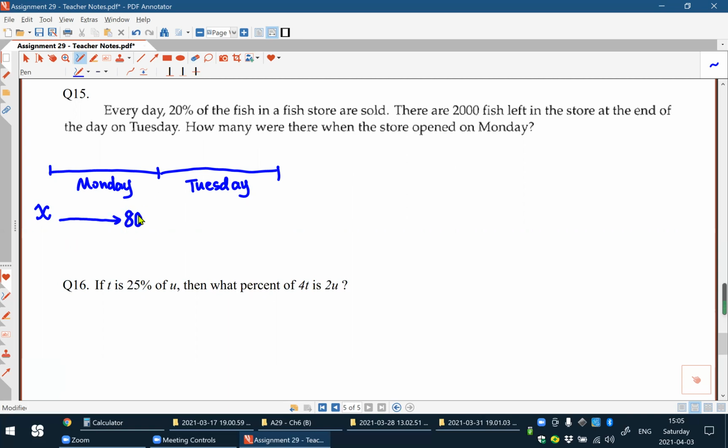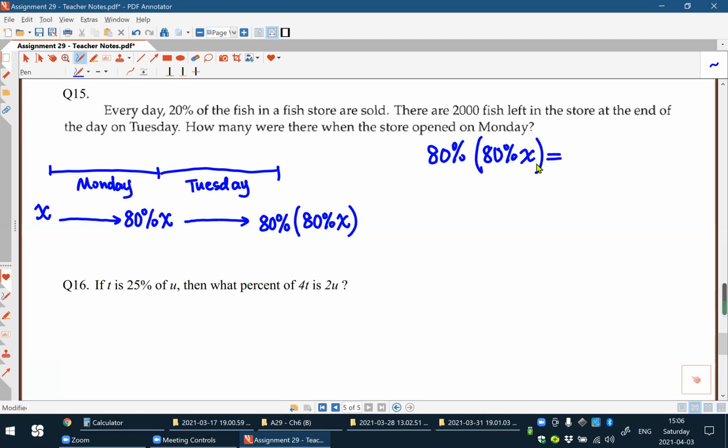There should be 80% of the fish left on Monday, right? Okay, that means 80% of X fish at the beginning of Tuesday, right? So after Tuesday, how many left? We know that there will be 80% of the fish left, right? So that's 80% of the fish at the beginning of Tuesday, which is 80% of X, right? Okay, so we know that the fish left at the end of Tuesday is 80% of 80% of X, which is 2,000 fish, right?